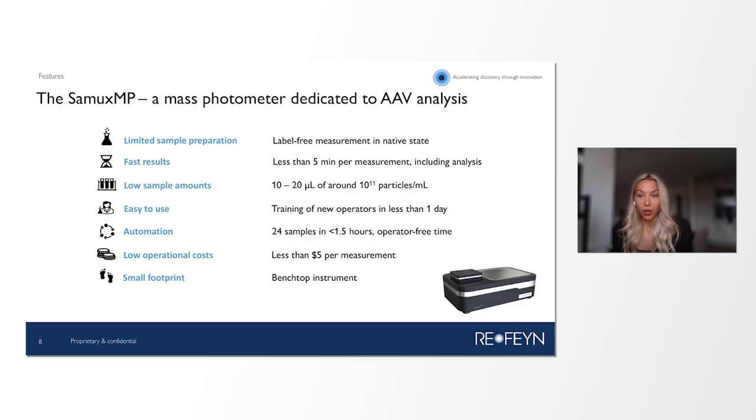We can train the operator in less than a day. If the company requires automation, sample analysis could be automated, where 24 samples can be tested in less than an hour and a half. Considering the very high price of gene therapy, it is very beneficial to have an analytical method that is inexpensive. Running one AAV sample costs less than $5 per measurement.